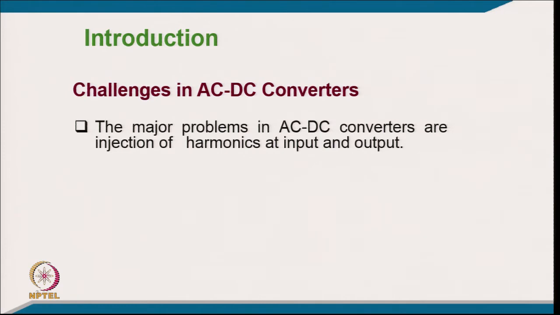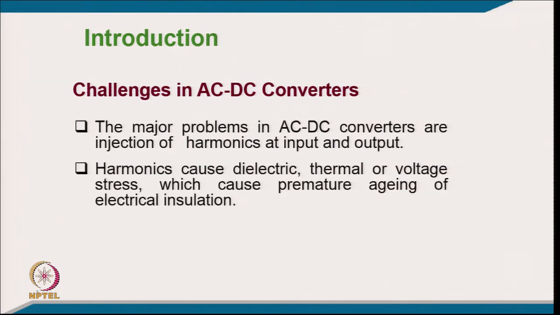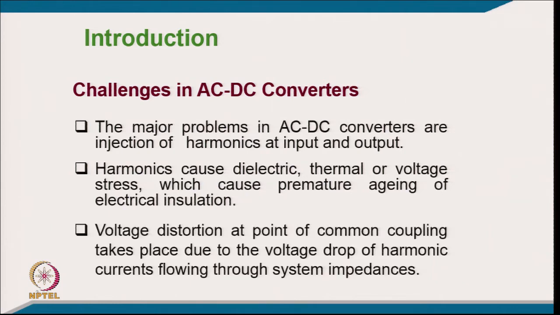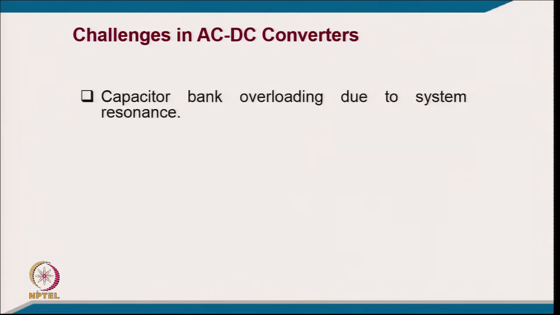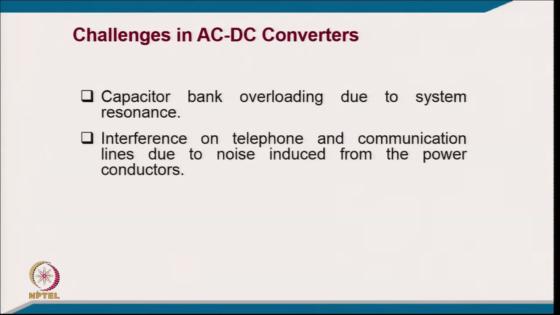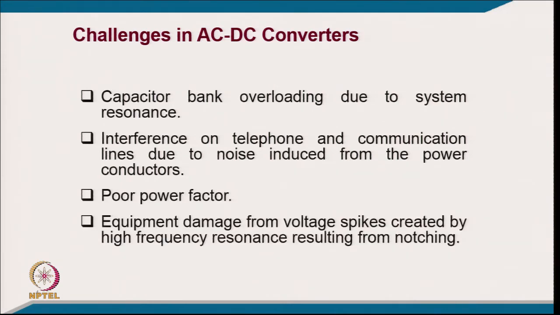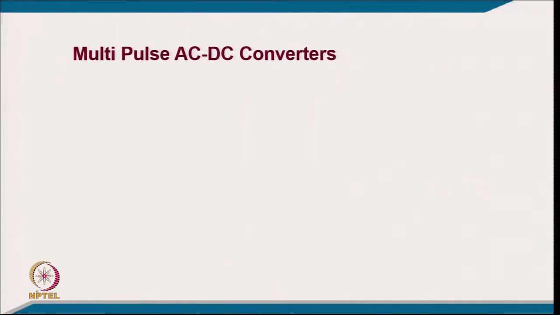AC-DC converters inject harmonics at the input and output, and harmonics cause dielectric, thermal and voltage stress, which cause premature aging of electrical insulation. Voltage distortion at the point of common coupling takes place due to the voltage drop of harmonic current flowing through the system impedances. It causes capacitor bank overloading due to system resonance, interference on telephone and communication lines due to noise induced from the power conductors, and poor power factor, and equipment damage from voltage spikes created by high frequency resonance resulting from notching.